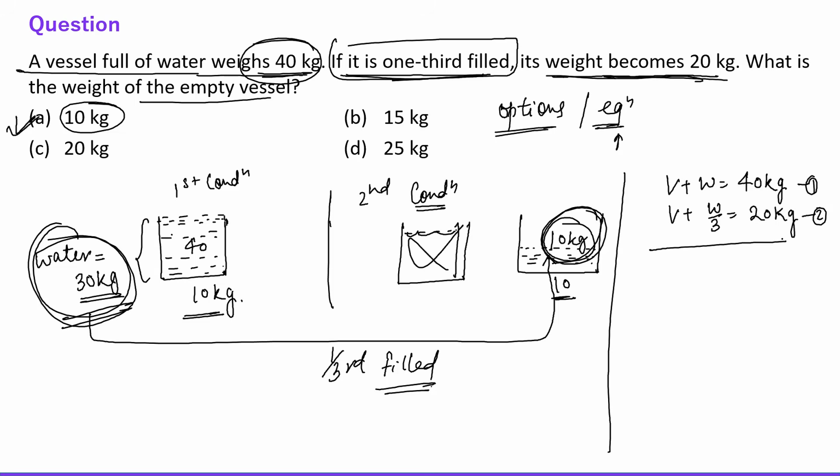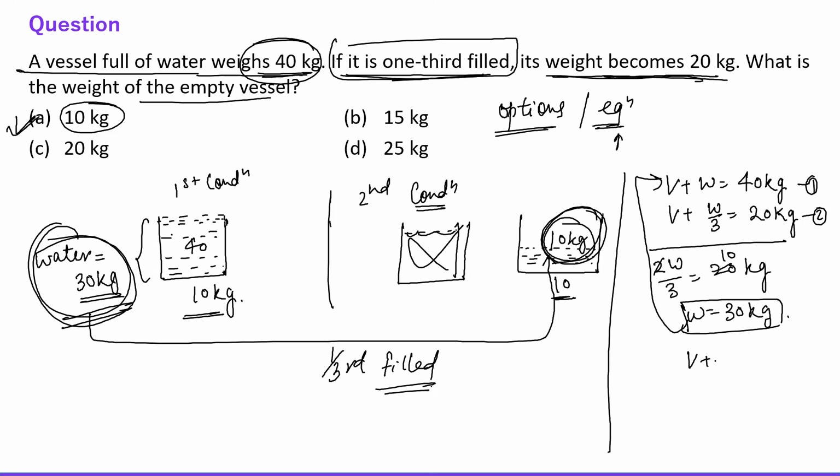So just subtract equation 2 from equation 1. What we'll be getting? 2w by 3 is equal to 20 kg. So this is 10 and water is equal to 30 kg. So the weight of water is 30 kg, and just put this in equation number 1. You will get the weight of vessel as 10 kg. Okay, so by this method also you can solve this question, right? So now let's move to the other question.